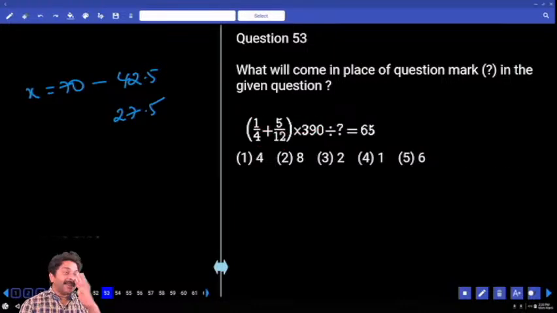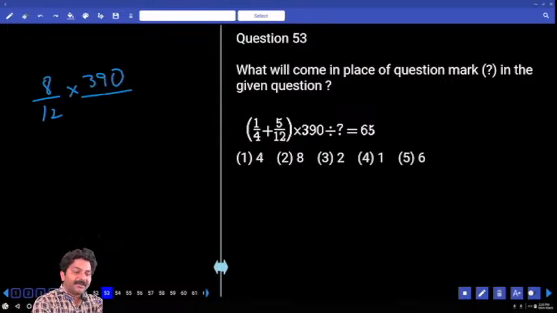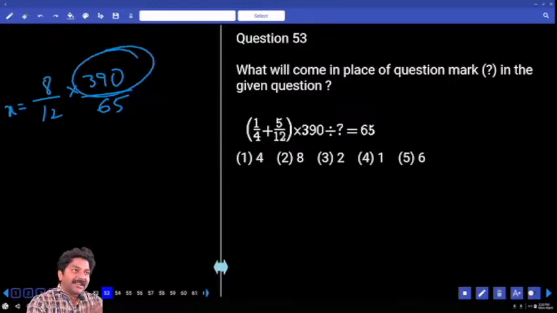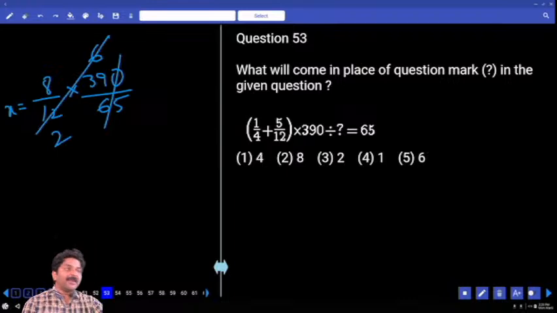1 by 4 we can write it as 3 by 12 plus 5 by 12. 8 by 12. 8 by 12 into 390 by x is equal to 65. Then x is equal to 65 comes to denominator only. 65 double 130. 130 how many times is 390? 3 times. Double and triple, right? How many times is that? 6 times. 6 how many times? 2. 8 by 2, 4.